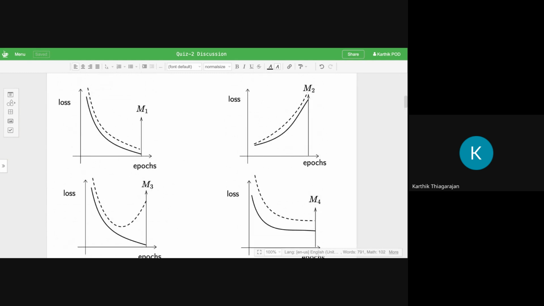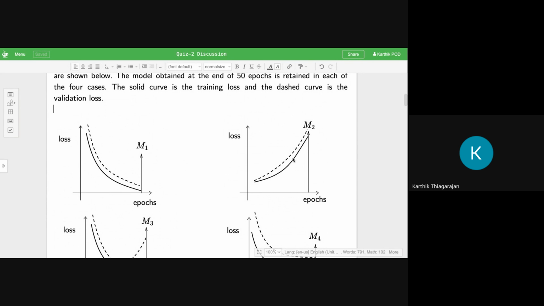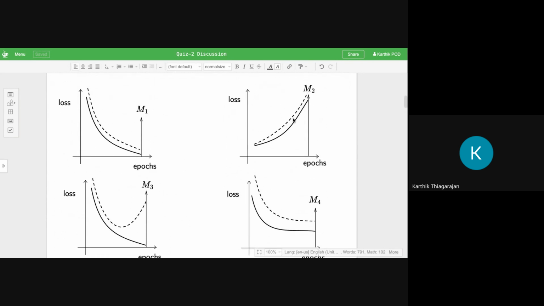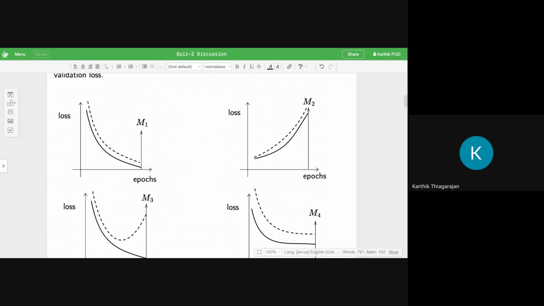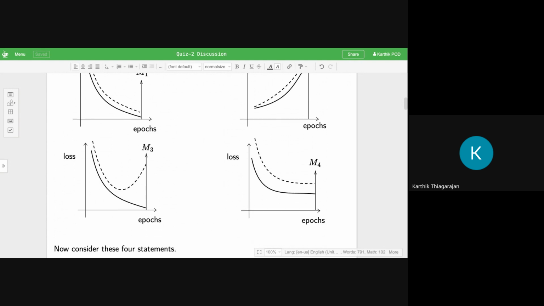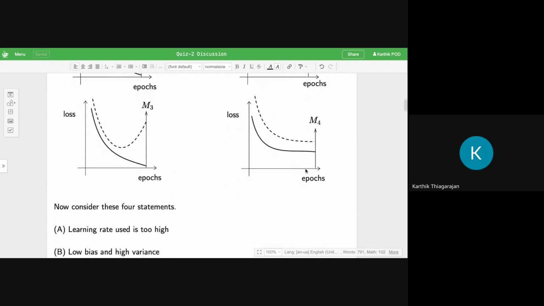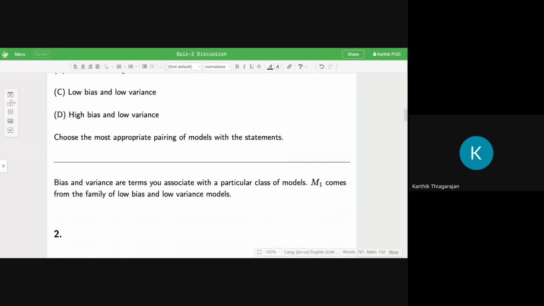That is something you'll have to keep in mind. I've just mentioned this here. We'll see how different students have responded. One thing is kind of correct: those who have selected M2 learning rate is high, that matches with M2. There's no ambiguity there. But in the other three cases, there is a bit of ambiguity. I just wanted you to know that bias and variance are for classes of models, not for particular models, right? So please keep that in mind. That is one thing I wanted to say.